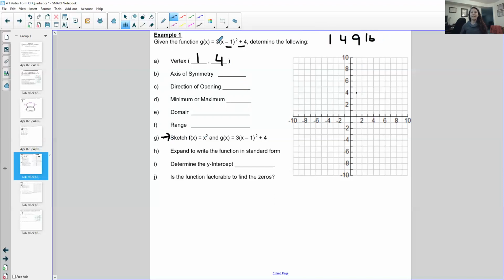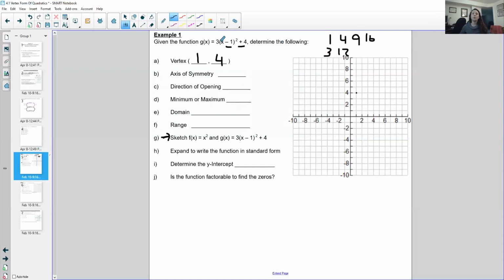And if there is an a value, we know that it would be vertically stretched. So I can take my a value and multiply my step pattern. So 1 times 3 is 3. 4 times 3 is 12. 9 times 3 is 27. I don't need to put the rest of them down because there's no way they're going to fit on my graph. So really, I just need these two.